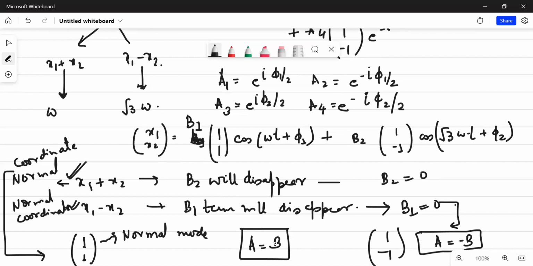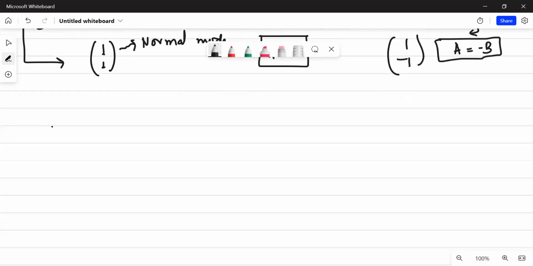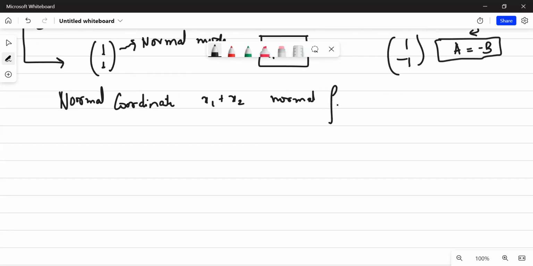Clear. Okay. So let us now physically understand what that means. I'm considering normal coordinate. What was normal coordinate number one? The normal coordinate number one was x1 plus x2. It was oscillating with a pure frequency, which is called your normal frequency. And this is equal to what? Omega. And the corresponding normal mode you can represent as 1, 1. So this was your normal mode.